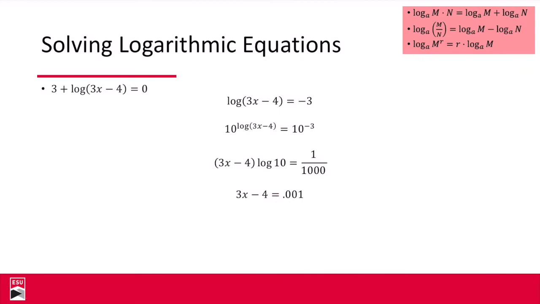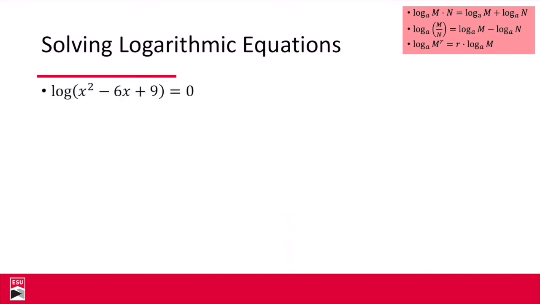So what I said here is we know that 10 and the log are inverses, just because log of 10 is 1. So we could do that either way. 1 over 1000 is 0.001, because that's 1/1000th. Go ahead and add 4 to both sides, and divide by 3. You can put this in the calculator, but you're going to get a repeating decimal, and so I just leave it as a fraction.